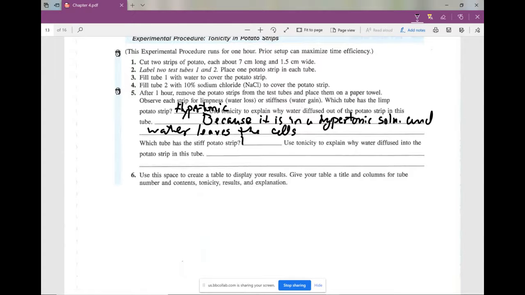Which tube has a stiff potato? And that would be the hypotonic. And of course, again, here you use better sentences than I do, please. Use full sentences. Because it is in a hypotonic solution. And what happens to the water? Water enters the cell.